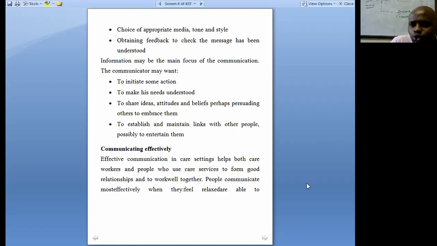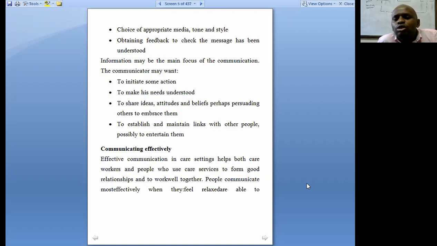Then ensure that you make a choice. Ensure you make a choice of the appropriate media, the tone and the style that you want to communicate with. For example, when you are in a business meeting, there's a way you must talk in a business meeting. When you are going to communicate maybe in a ceremony, there's a certain tone that you must use.